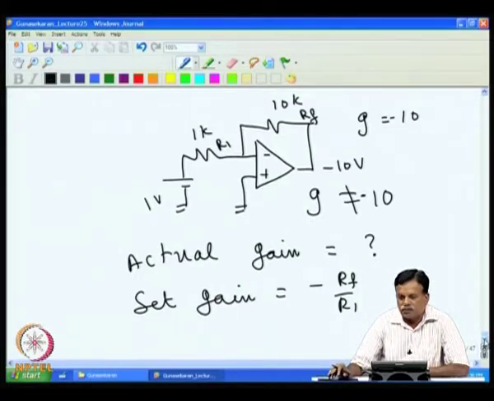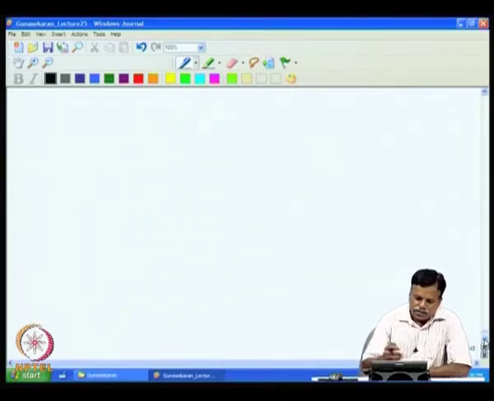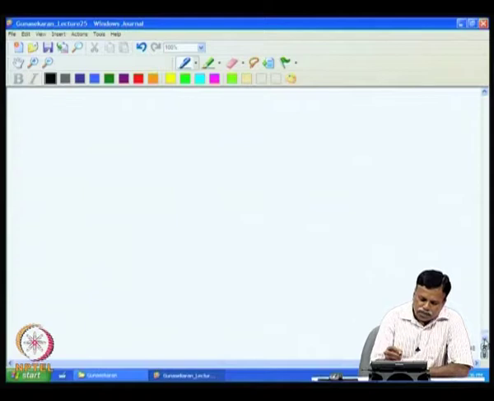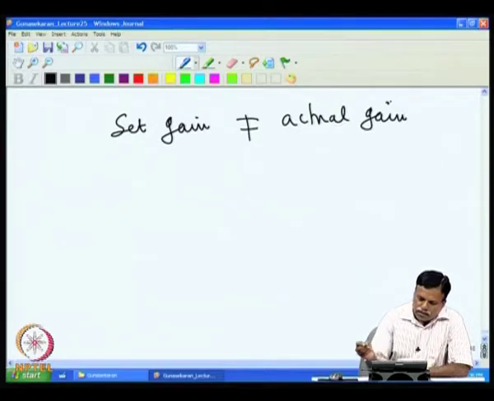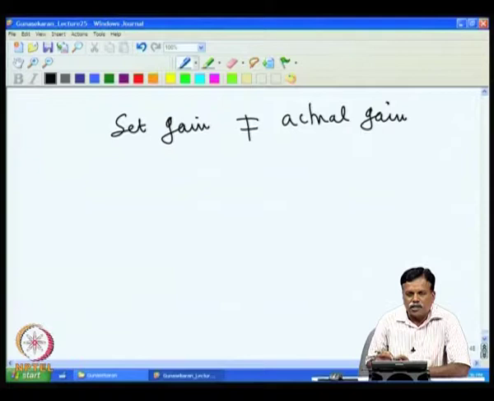The significance of this error, we will see in this class. So, set gain is not equal to actual gain. So, this problem is to be solved.